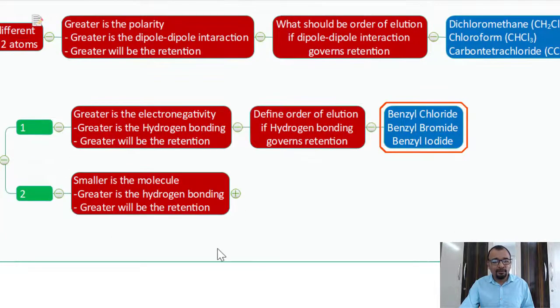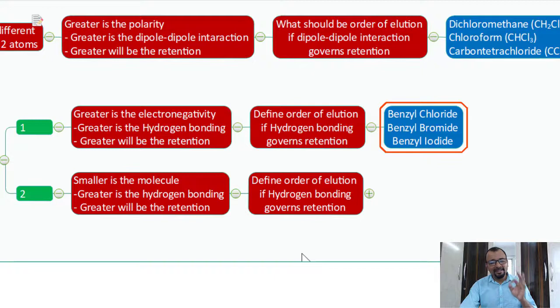The second one is, the smaller the molecule, the greater is the hydrogen bonding. And as there is greater hydrogen bonding, you are going to have more interaction with the stationary phase. The smaller molecule will interact for a longer time with the stationary phase, and hence it will elute very late in the chromatographic run. Similarly, the bigger molecule will have the least interaction with the stationary phase and hence elute very early in the chromatographic run.